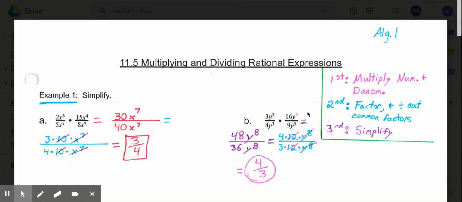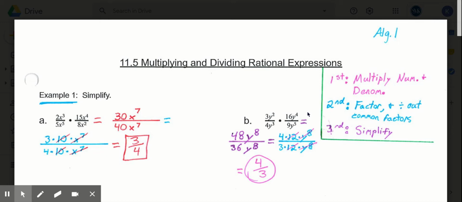Hello, and welcome to the lesson on multiplying and dividing rational expressions. Our last lesson was simplifying rational expressions, which laid the groundwork and basics for this lesson. So please make sure that you take care of the simplifying rational expressions lesson before moving into this lesson.